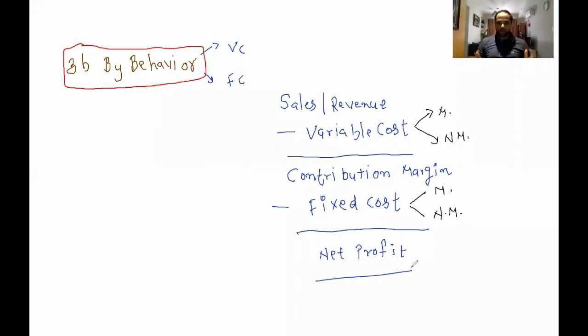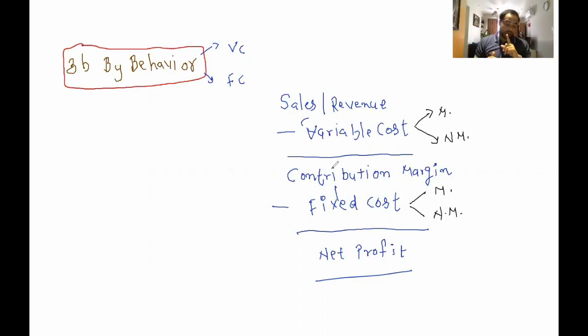In by behavior, we focus on the behavior of the cost, how costs behave. Some costs change as the level of activity changes. This is called variable, right? Some costs don't behave that way. I mean, there is no movement in that cost. That's known as fixed cost, right? So after subtracting variable and fixed cost, we reach the net profit, right? So remember by behavior and by function for the future, right?